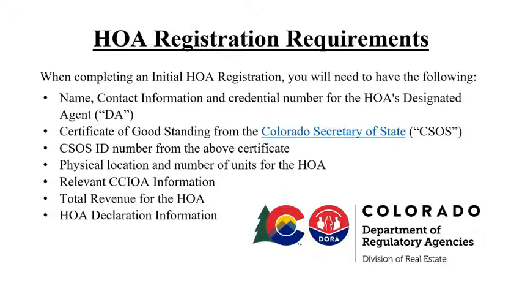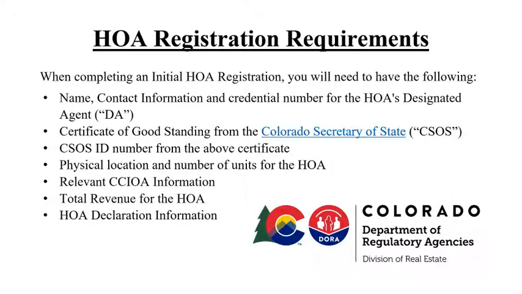I do see that there are some questions or chats. I'm not sure if they're questions, but I will get to those once we go down this list. Next is the total revenue for the HOA. A lot of people do get confused about this. So this is the total annual revenues for the association. This information is very important when it comes to the initial registration of the HOA.